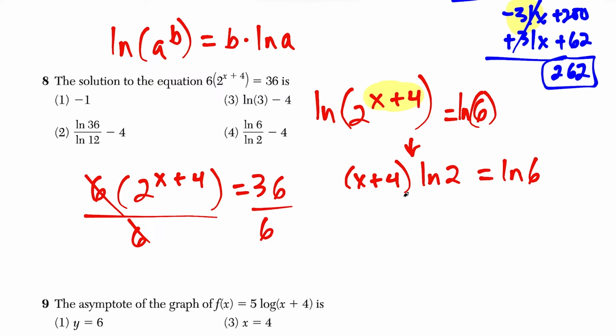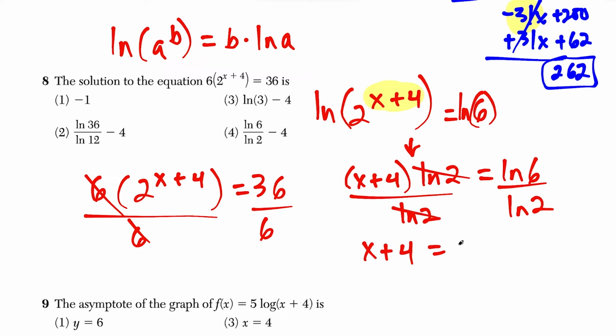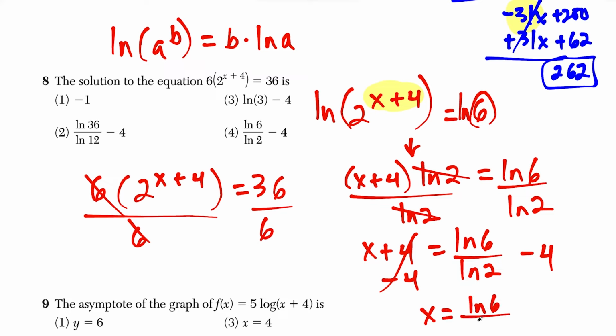And from here, I'm going to divide both sides by natural log 2. So we divide both sides by natural log 2, and now we have x plus 4 equals natural log 6 over natural log 2. And then to solve for x, just subtract 4 on both sides. And this tells us that x is equal to ln 6 over ln 2, and then minus 4. So this is going to match up with choice 4.